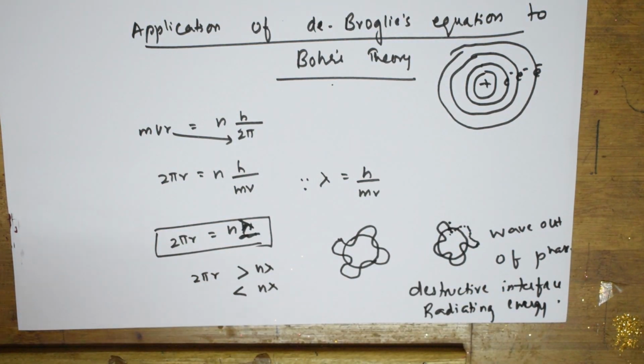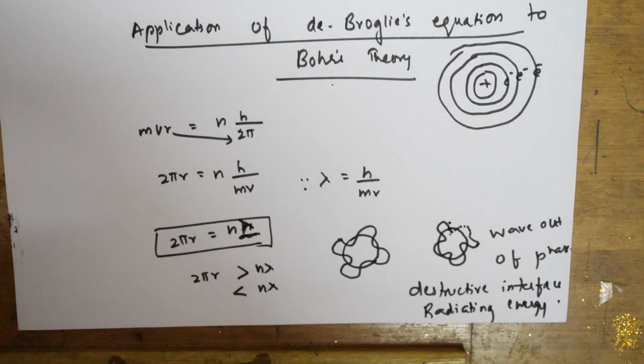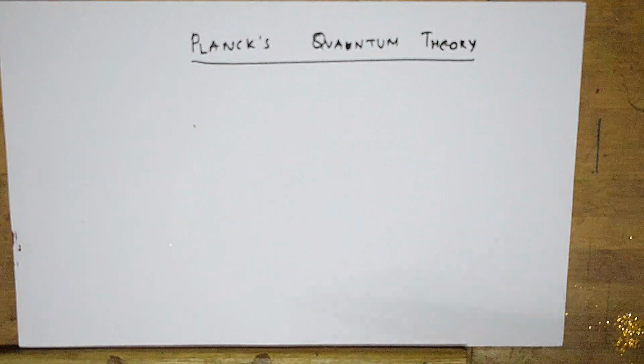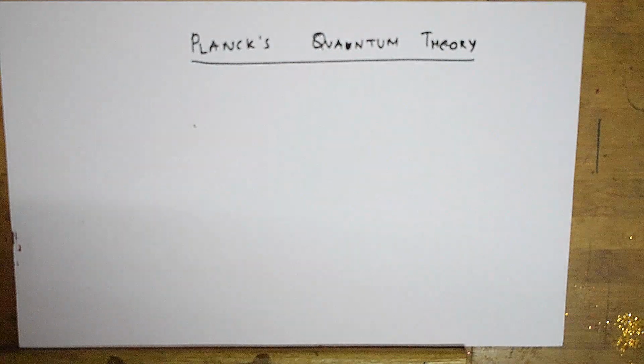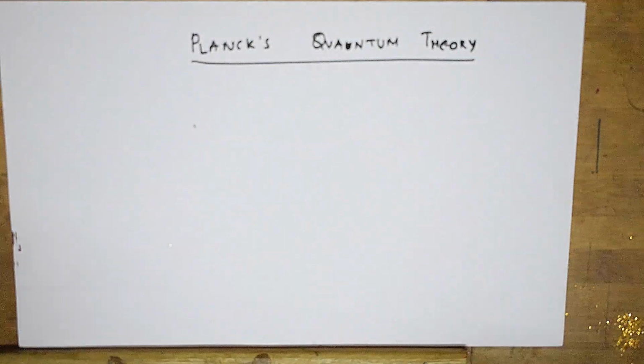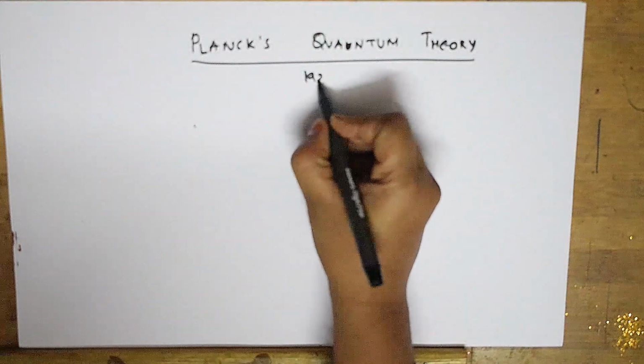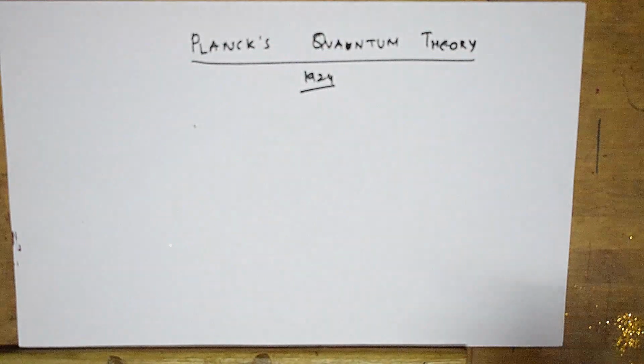Right. So with this, we've completed de Broglie. Now let's come back and learn Heisenberg Uncertainty principle. Right. So after de Broglie's equation in 1923, now comes Planck's quantum theory. Basically in your textbooks, they'll give Planck's first and then go to de Broglie, but I went with the year. So this was introduced in 1924.